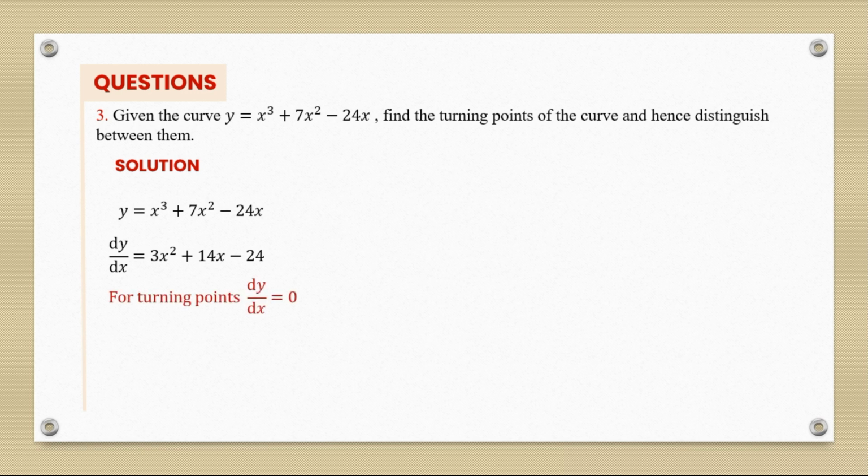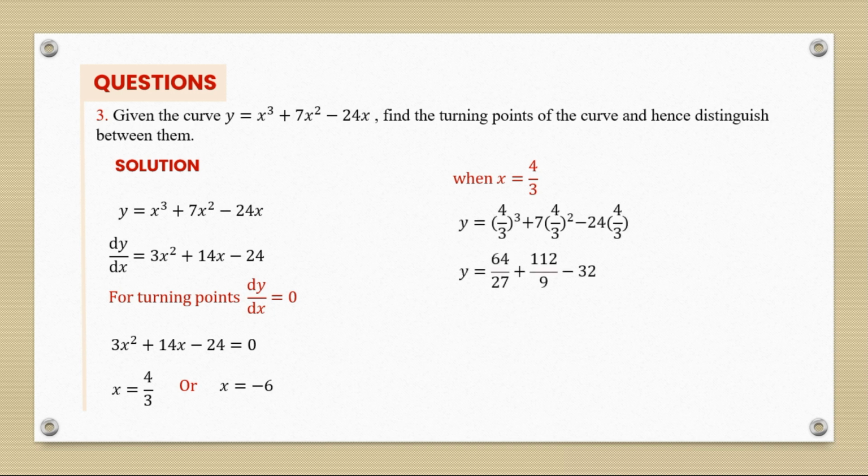For the turning points, we say dy/dx is equal to 0. So equate this to 0, solve the quadratic, and we get x as either 4/3 or -6. When x is equal to 4/3, y is -464/27. So therefore the turning point is (4/3, -464/27).